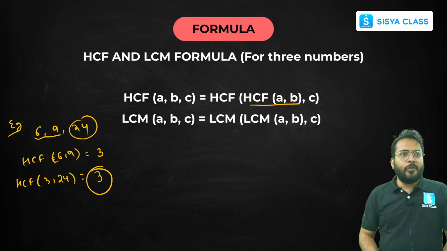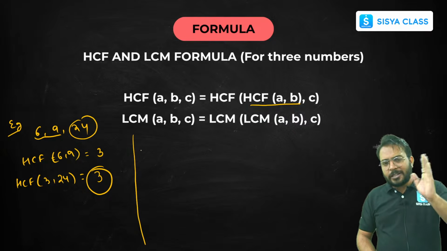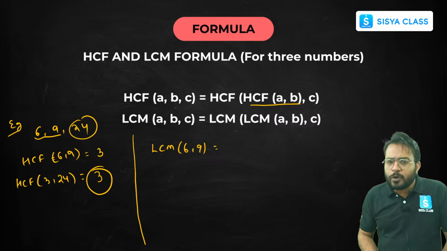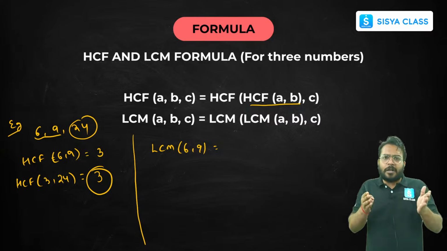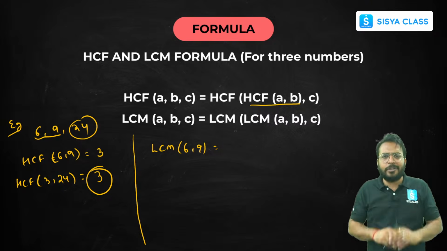If you want to find the LCM, again for the same 6, 9 and 24, what will I do? First, I am going to find the LCM of 6 and 9. You can choose any two numbers, not only the first two numbers. You can choose 6 and 24. You can choose 9 and 24. You can choose in this way also.